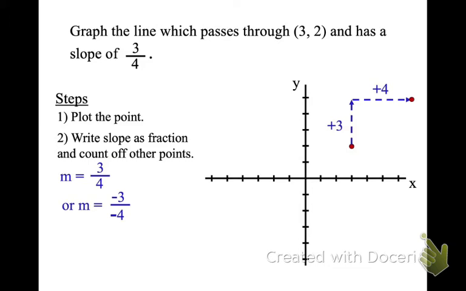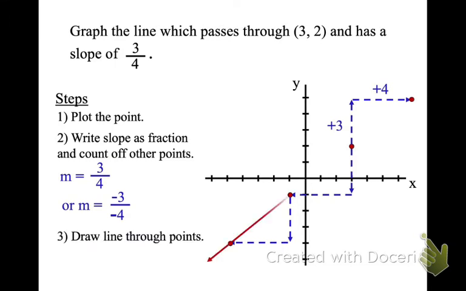So now I can do negative over negative, which makes a positive. So I can go down 3 and left 4. Down 3, left 4. Negative, then negative to the left. Down 3, -4. And then I have a series of points, and I can connect them.